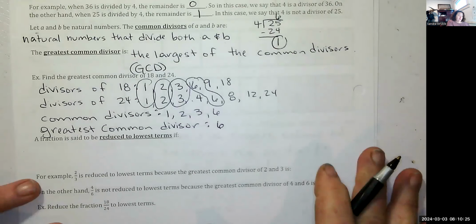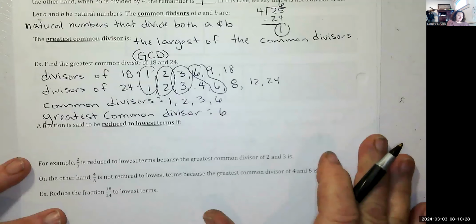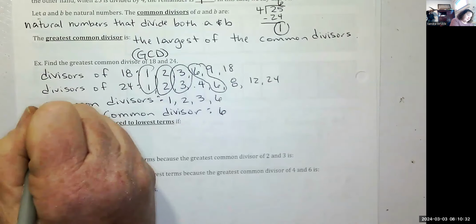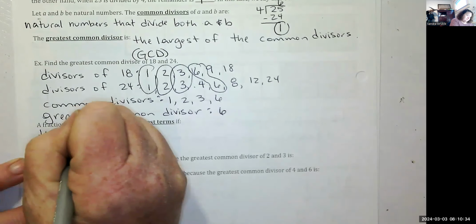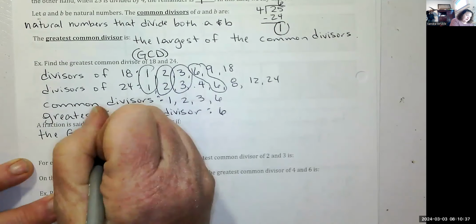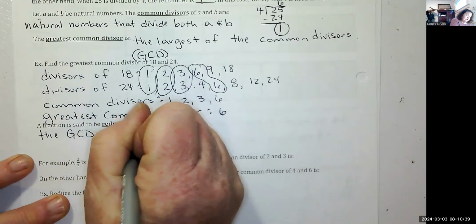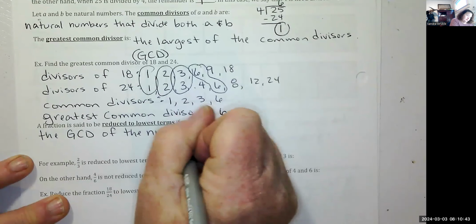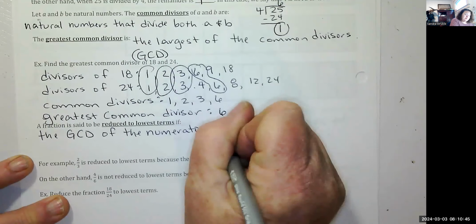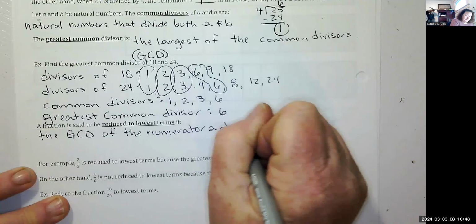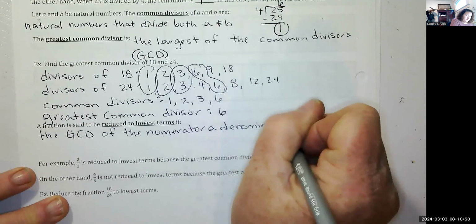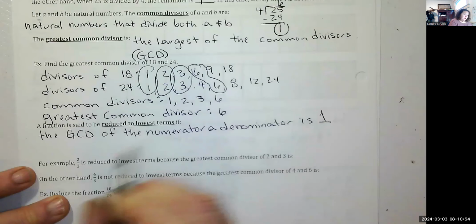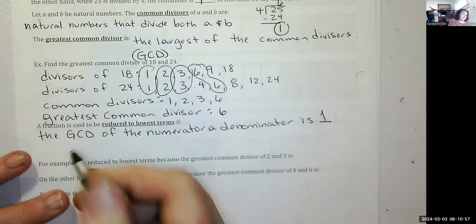Okay. A fraction is said to be reduced to lower terms if the GCD of the numerator and denominator is 1. The numerator is the top and the denominator is the bottom of the fraction. Or they have no common divisor.